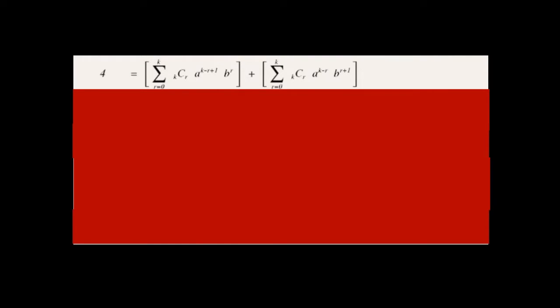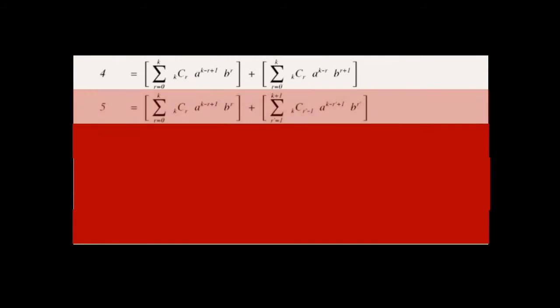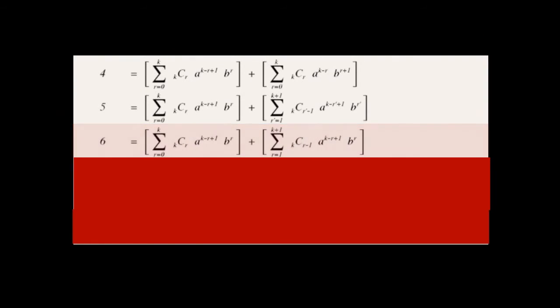This is equal to the summation of r equal to 0 to k, k taken r times a raised to k minus r plus 1 times b raised to r, plus the summation of r equal to 0 to k, k taken r times a raised to k minus r times b raised to r plus 1, is equal to the summation of r equal to 0 to k, k taken r times a raised to k minus r plus 1 times b raised to r, plus the summation of r equal to 1 to k plus 1, k taken r minus 1 times a raised to k minus r plus 1 times b raised to r, is equal to the summation of r equal to 0 to k, k taken r times a raised to k minus r plus 1 times b raised to r.